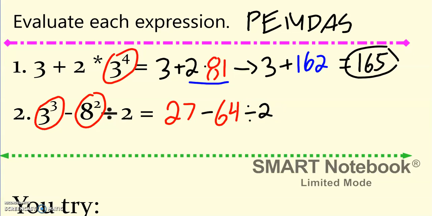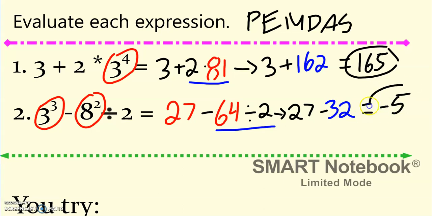So now we still move on with our order of operations. 64 divided by 2 is going to be 32. So we get 27. We put the arrow. 27 minus 32. And we get a whopping total of -5.